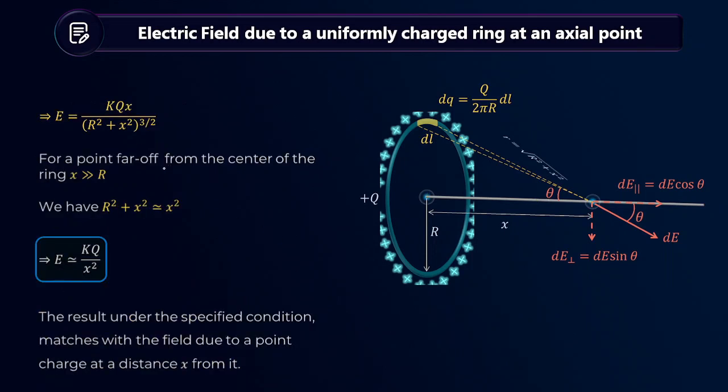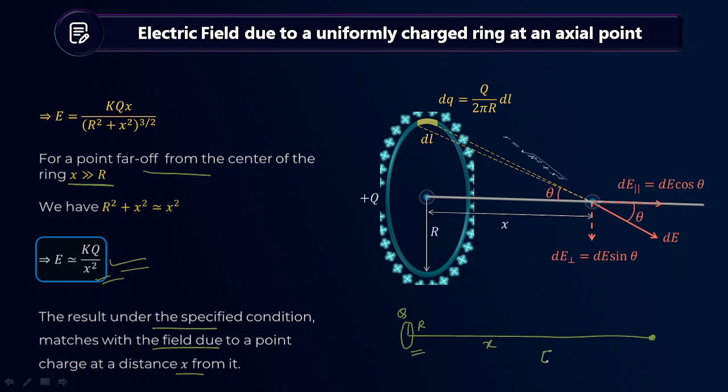So for a point far off from the center, x is greater than r, then we have E equal to how much? Kq by x square. So we can say that the result under the specific condition matches with the electric field due to a point charge. So suppose there is one small ring here, charge is q, and we want to find electric field far away at this point. So this radius will become negligible compared to x and it will act as a point charge. And due to a point charge, we have electric field that is how much? Kq divided by r square, in this case x square, right?